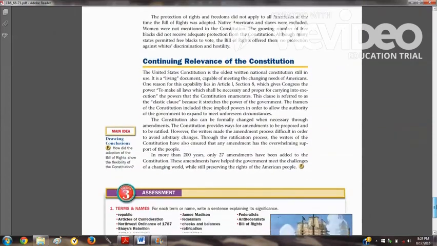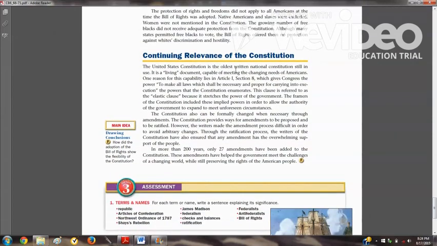Now we got Roman numeral 4, continuing the relevance of the Constitution. Again, there is no subsection, so again, you indent and you write 4 main points. All right? So hopefully you understand how to create an outline. If you don't, watch the video again.